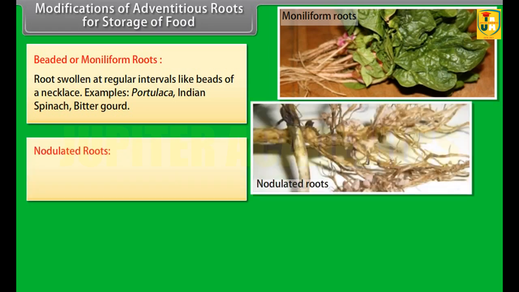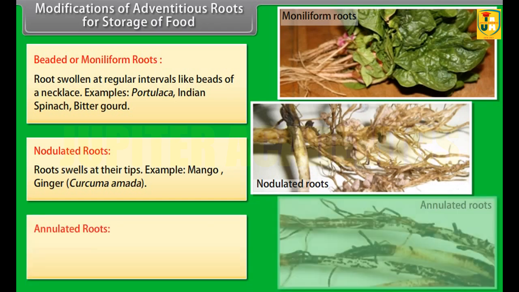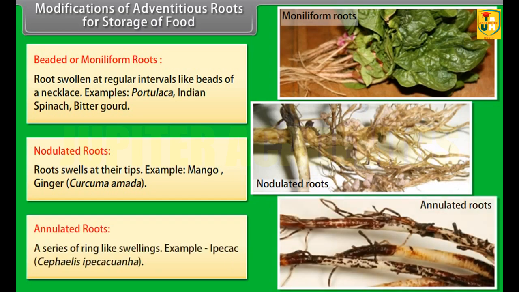Nodulated roots: roots swell at their tips. Example: mango, ginger. Annellated roots: a series of ring-like swellings. Example: ipecac. Modifications of adventitious roots for mechanical support.